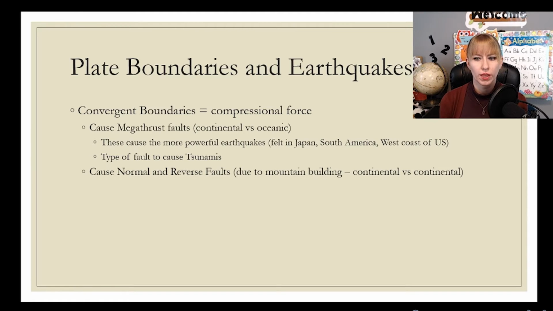Mountain building is also a thrust motion, but this causes specific faults, like a normal or reverse fault, to occur, which is due to the buckling and breaking of the crust itself. These also will create rather large earthquakes.